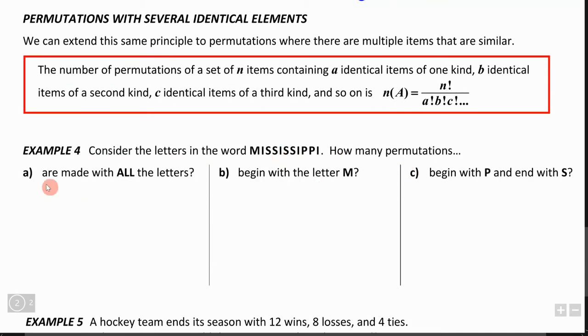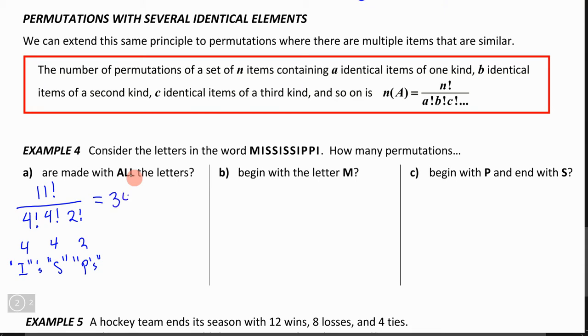How many permutations are made with all the letters? So to calculate this, we simply look at 11 factorial, the number of letters in the word Mississippi, and divide by the number of identical elements. So 4 factorial because we have 4 I's, 4 factorial because we have 4 S's in this word, Mississippi, and we have 2 factorial because of the repetition of the letter P, so 2 P's. Okay, and carrying this out will leave me with an answer of 34,650 arrangements.